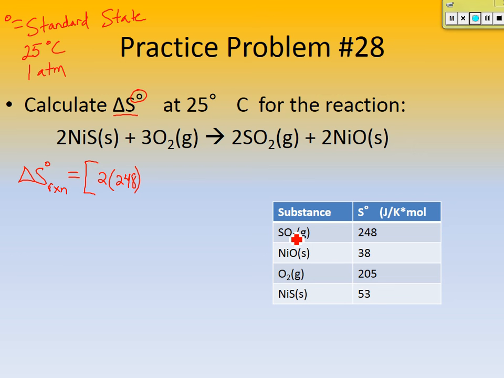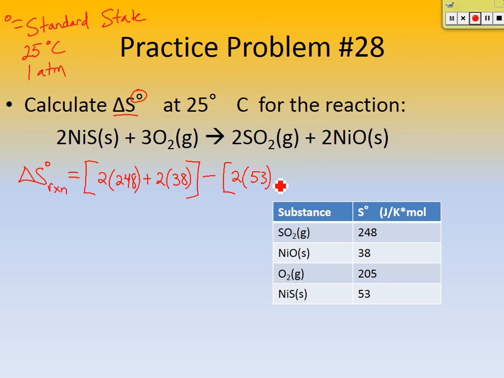Now the sigma sign says you take the sum of, so we're going to add this to my other product. How many moles of this product do I have? 2. NiO has the entropy value of 38. Is that all of my products now? Yes, so close it off with the bracket. Now what do you have to do with the reactants? You've got to subtract them, so we put a minus here. Start another bracket for your reactants. How many moles of NiS do I have? 2. And NiS has the entropy value of 53.